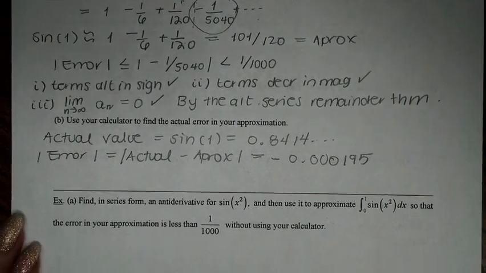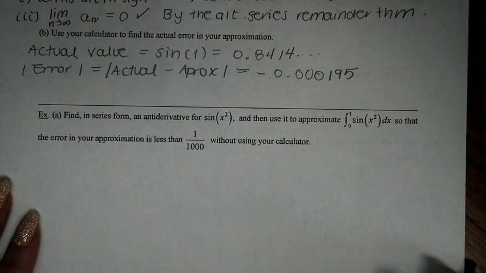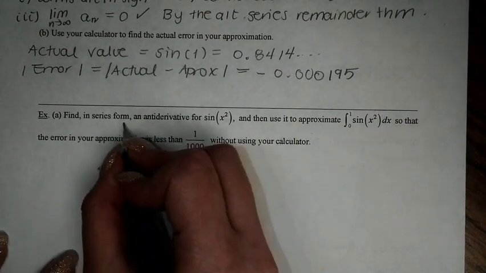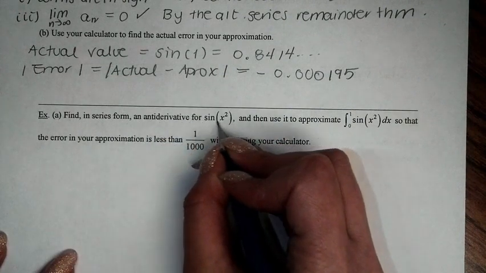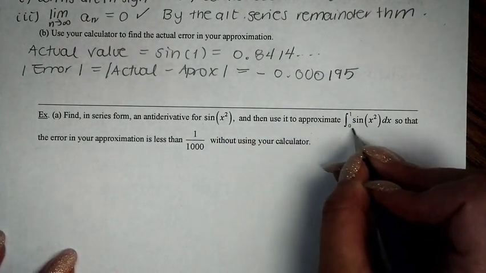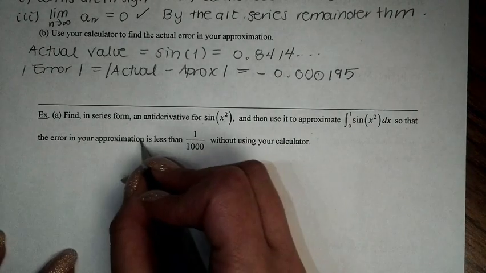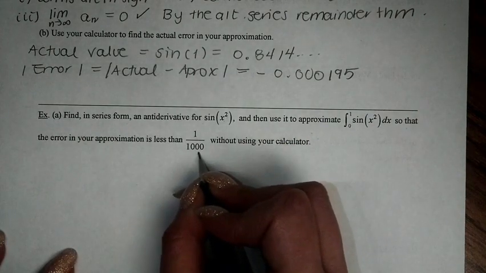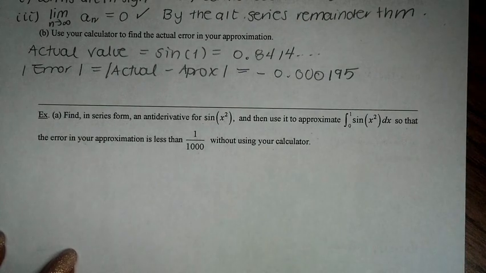Okay, so let's move on to the next question here. Find in series form an antiderivative for sine of x to the power 2, and then use it to approximate this so that the error in your approximation is less than 1 over 1000 without using your calculator.